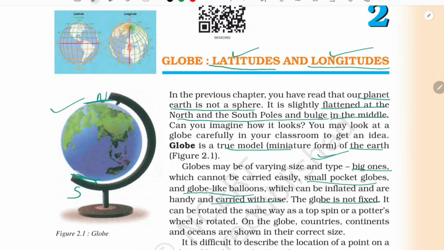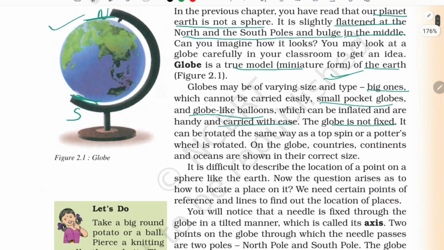So the globe is not fixed, it can be rotated. If you have a real globe, you can hold it and see it is not fixed, it will always rotate and revolve. It can be rotated the same way as a top spin or a potter's wheel is rotated. See, when you give a spin to the globe, you will find that it is spinning just like a top spin or a potter's wheel.